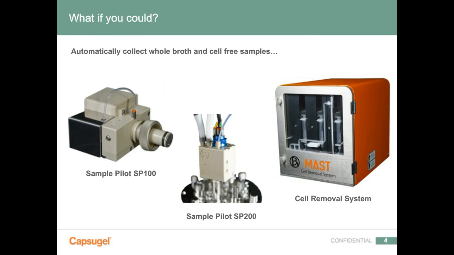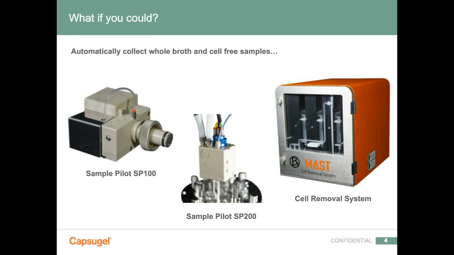So, as an overall discussion of what MAST is, what if you could automatically collect whole broth and cell-free samples? This is something that has been very challenging in the industry for a very long time, making sure you retain sterility of your bioreactor and get samples that are consistent. As an engineering firm, we were asked by some end users to design these auto samplers, and we invented the Sample Pilot SP100, which is used for stainless steel bioreactors that are sterilized in place, and the Sample Pilot SP200, which is designed for development scale bioreactors. And these are designed specifically to maintain bioreactor sterility samples.